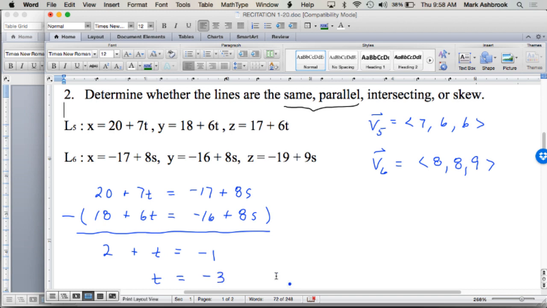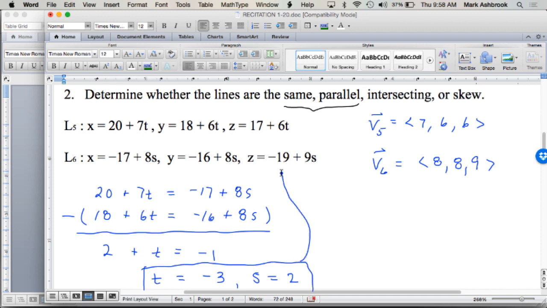Use either equation over here, and you're going to get S equals 2. Over here, we get negative 1, so I got to get negative 1. That's right, S is 2. Okay, now does that mean they intersect? That's only the T and the S that give us the same X and Y values. So if they intersect, then what would have to happen? This T and this S would have to give me the same Z.